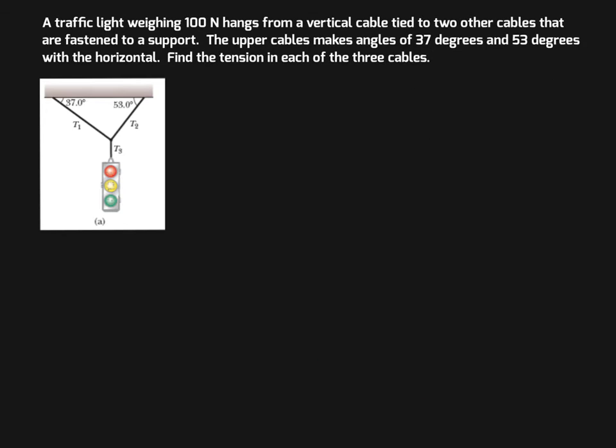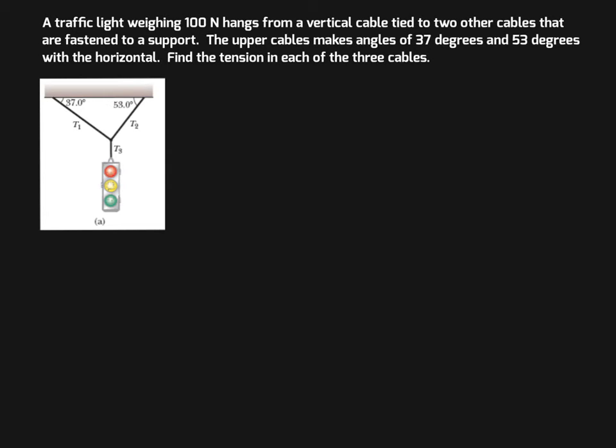All right, this next problem, we have a traffic light weighing 100 newtons hanging from a vertical cable right here, and it's tied to two other cables right here and right here. And those two other cables make angles of 37 degrees and 53 degrees with the horizontal. So you can see that in this picture here. So we actually need to find the tension in each of the three cables.